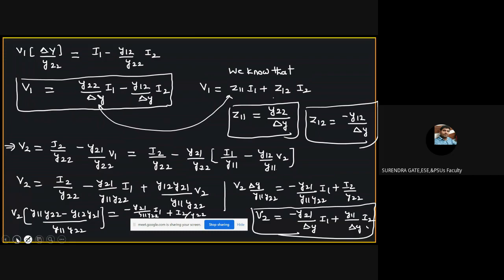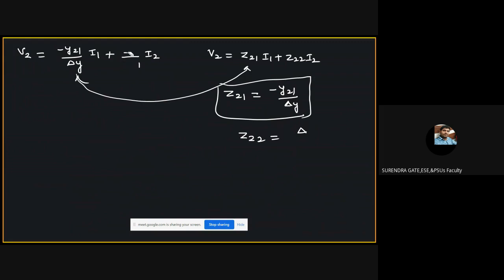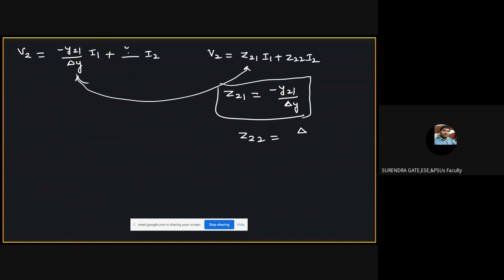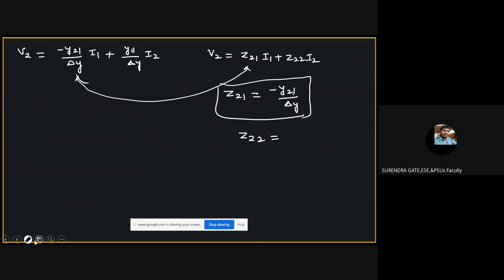This is correct. Now here also you can change this small. This is one method of how to convert from one parameter to another parameter. Then what is the Z22? Z22 equal to y11 by delta y. Clear? Okay, like this we can write the Z parameters in terms of y parameters. Like this, any parameter you can convert.